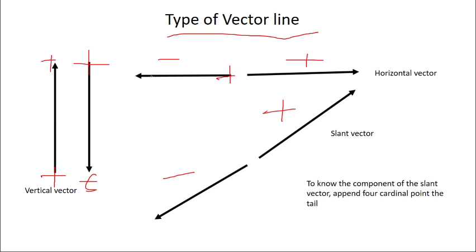This one is facing the west. Identify the tail and draw 4 cardinal points. This one is facing the east. Identify the tail and draw 4 cardinal points. This one is facing what? Northeast. Identify the tail and draw 4 cardinal points.